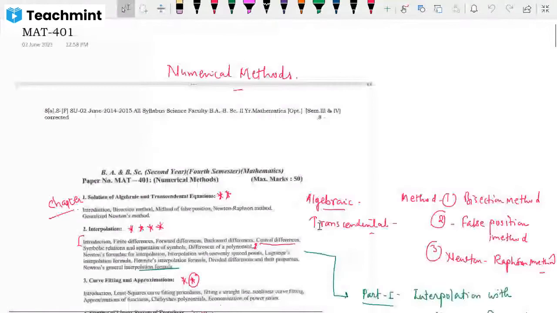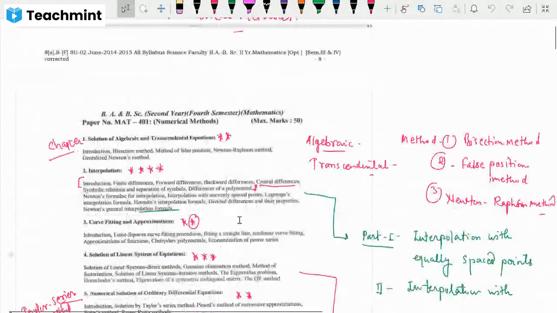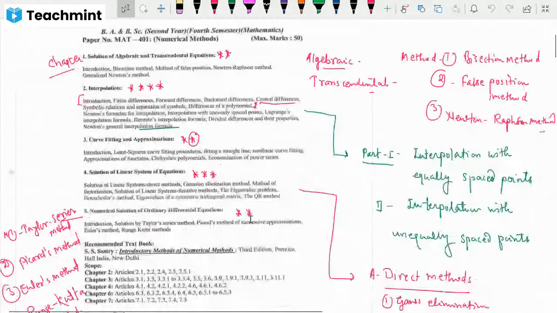In the last lecture, we revised the syllabus of MAT-401, that is numerical methods. What is the actual syllabus of this course? We have seen the weightage of this course, the distribution of weightage according to chapters, which chapter is most important as compared to the remaining chapters, and whether it is important or not.